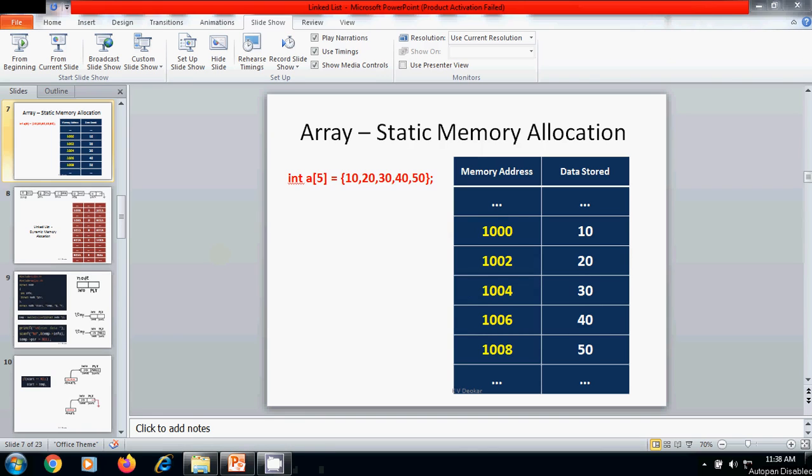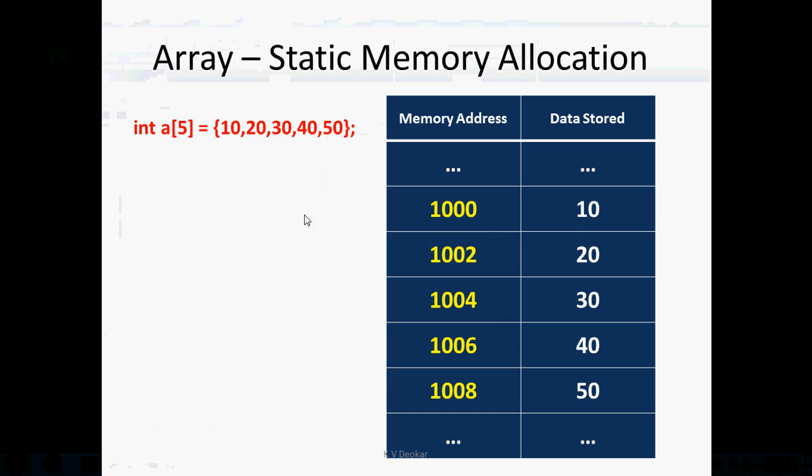Linked list. This is the second video in the series. Array static memory allocation. Here we'll see how static memory allocation happens.